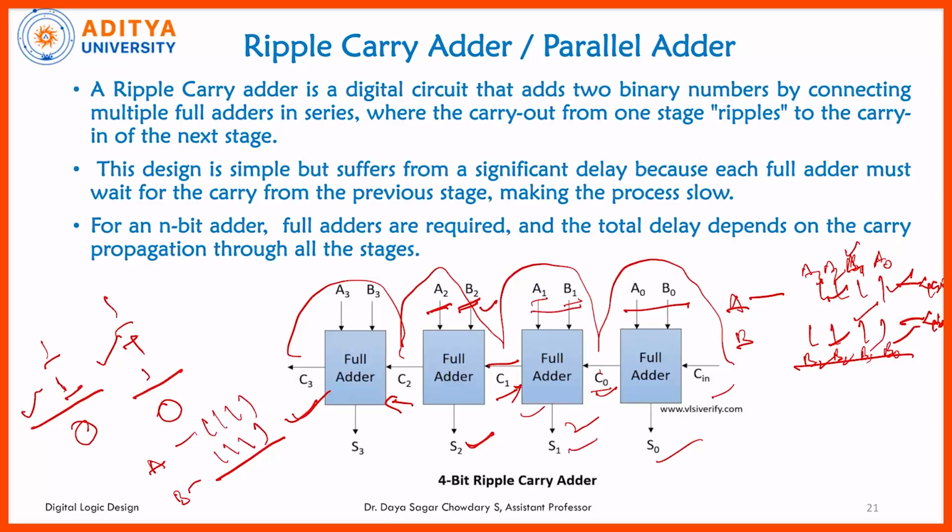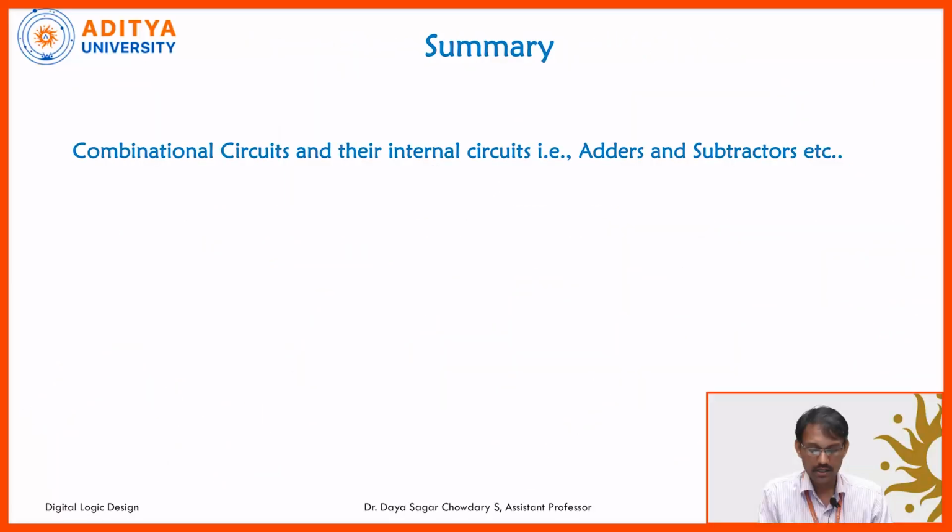That means previously the full adder circuits we used for only a single bit. Here this is for multi-bit operation. This is the combination of the circuits we will consider.